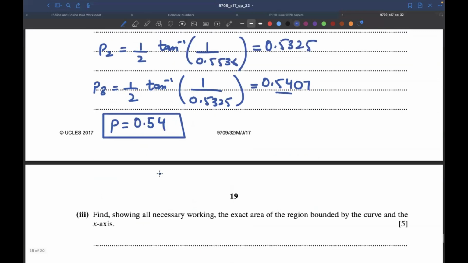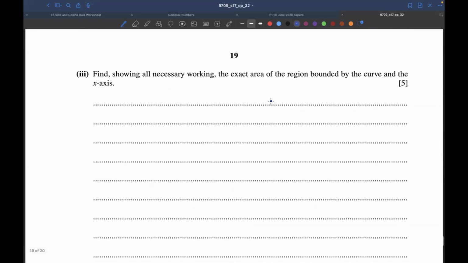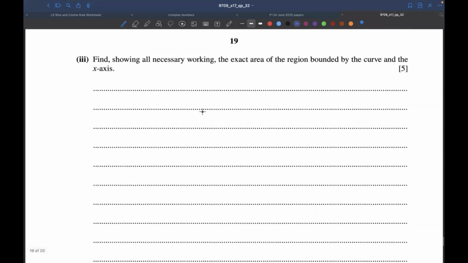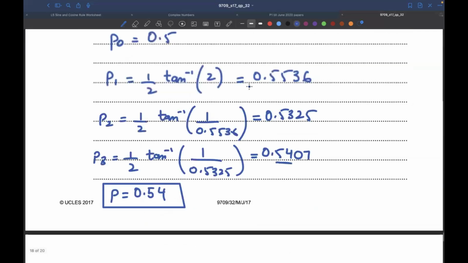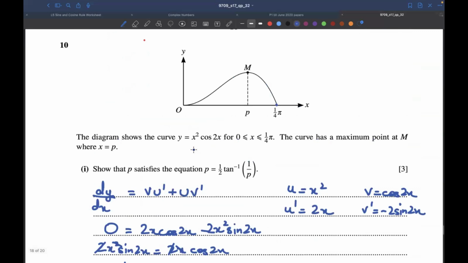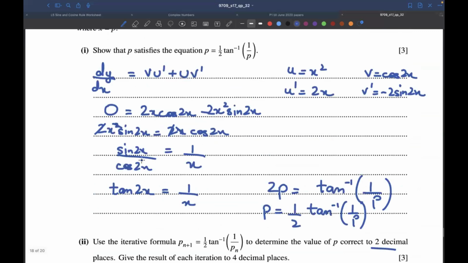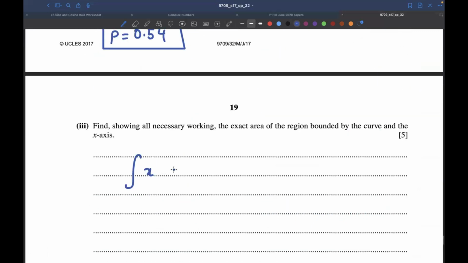In the next part, we have to find, showing all necessary working, the exact area of the region bounded by the curve and the x-axis. So for the total area we will have to integrate the equation, which is x square cos of 2x. And the limits are pi upon 4 and 0. Now to integrate this, we'll have to use integration by parts.